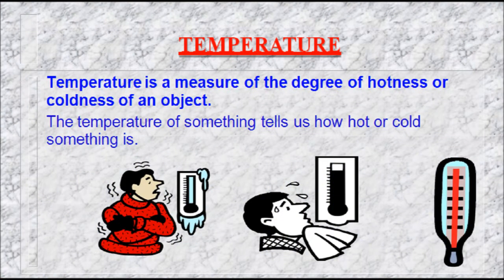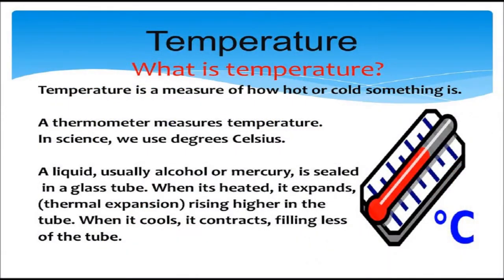Temperature is a reliable measure of the degree of hotness or coldness of a body. It tells us precisely how hot or cold a body is. The hotter an object is, the higher will be its temperature. We use a device called a thermometer to measure temperature.